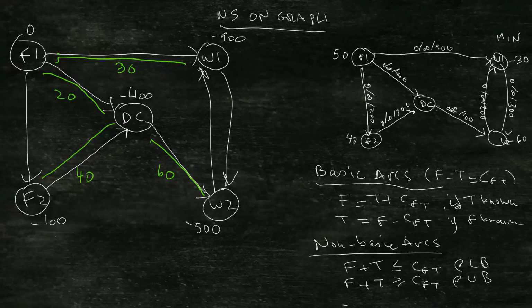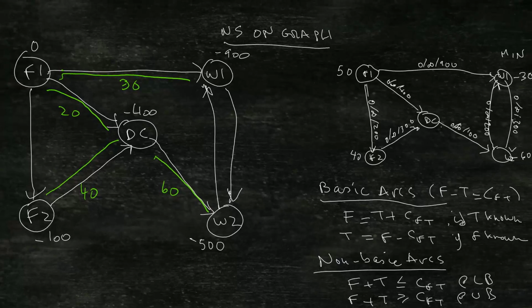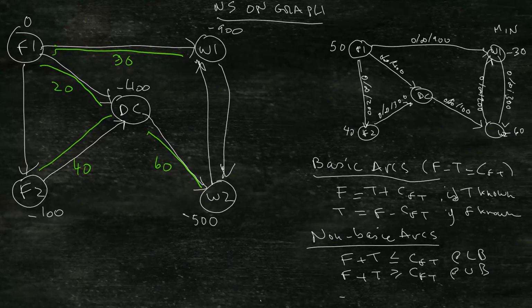The next thing we need to do is to determine any infeasibilities. So we have three nodes. We have F1, F2. So let's check that. We can just say F1 minus F2 is equal to 100, which is less than or equal to 200, so that's feasible. We have W2 minus W1, which is equal to minus 500 plus 900, which is 400, and that is greater than 200.